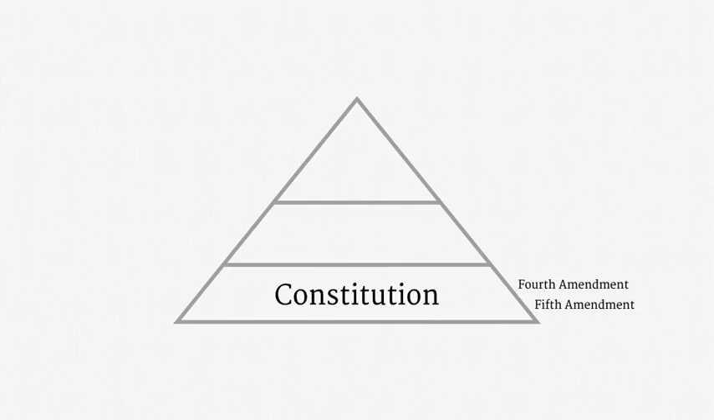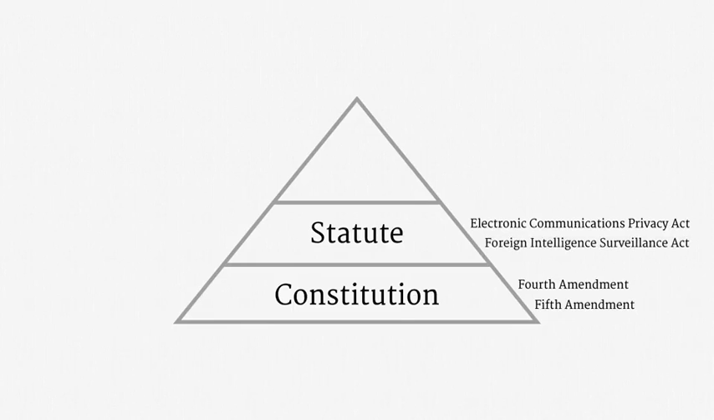Next up are statutes, enacted by Congress and the President pursuant to their constitutional powers. In this course, we'll explore several statutory schemes. One is the Electronic Communications Privacy Act, or ECPA, which establishes surveillance procedures for law enforcement. Another is the Foreign Intelligence Surveillance Act, or FISA, which loosely parallels ECPA for national security matters.